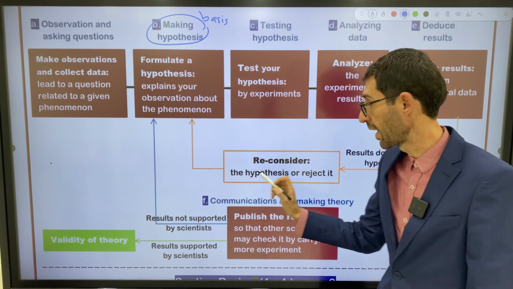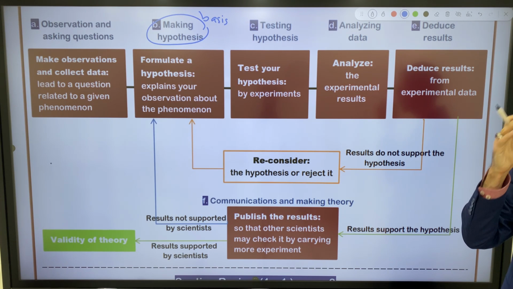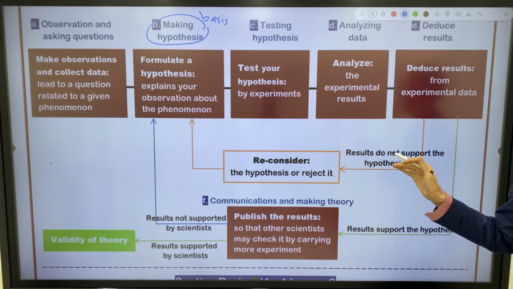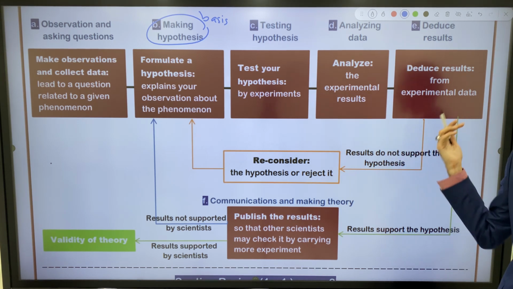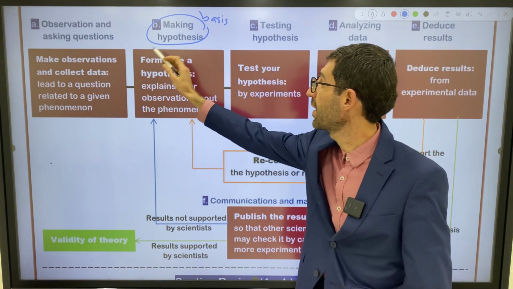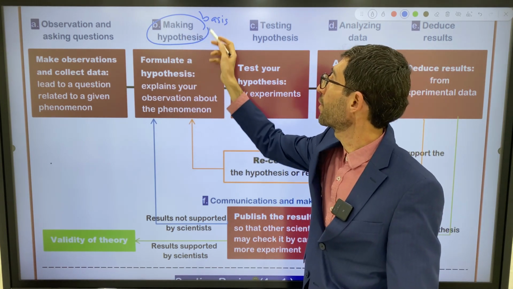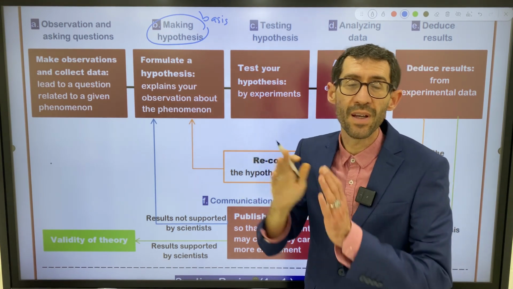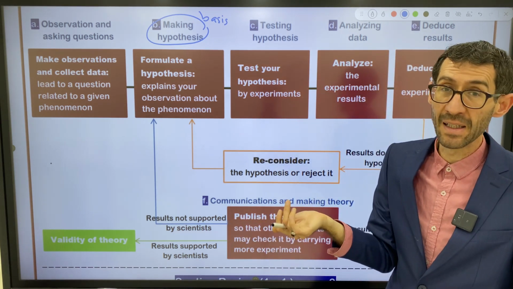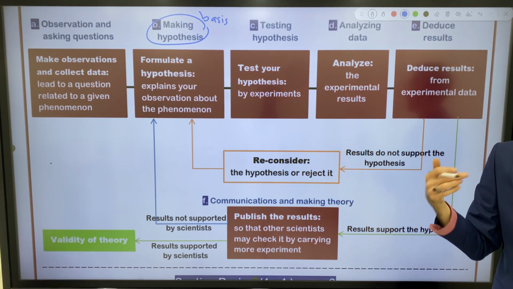After that, look here. Whenever the hypothesis doesn't coincide with the experimental data, automatically it returns to what? It returns to the basis, to formulating the hypothesis. So the hypothesis should be amended. But we have another possibility.